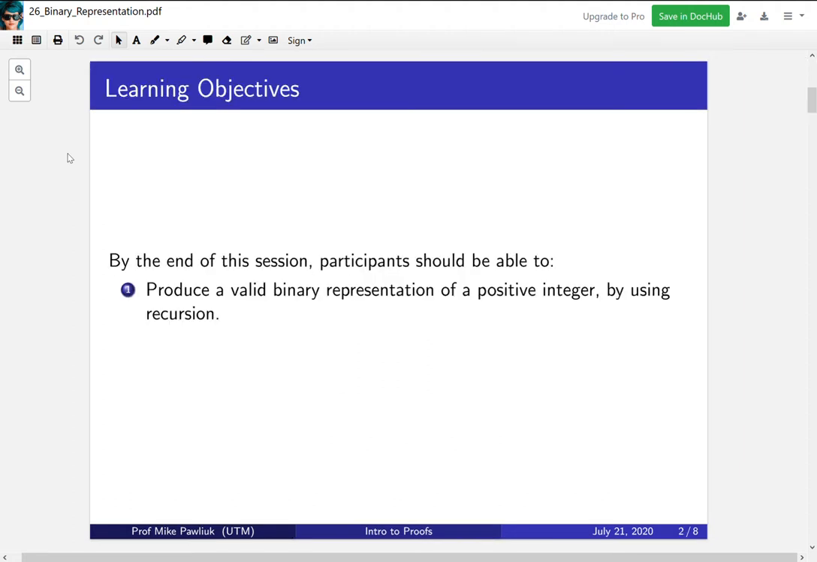The learning objectives for this video are, by the end of this video, you should be able to produce a valid binary representation of a positive integer by using recursion.